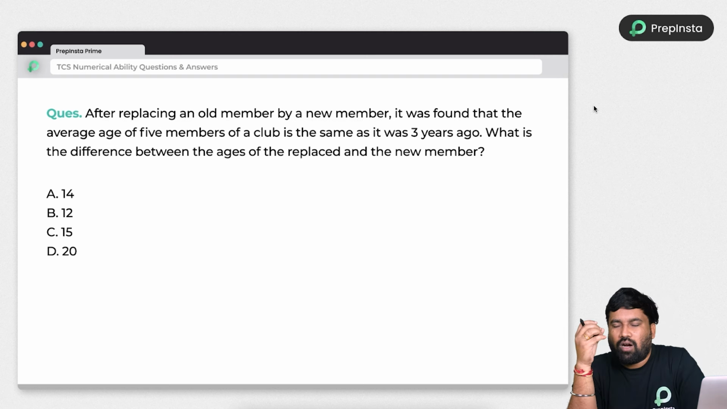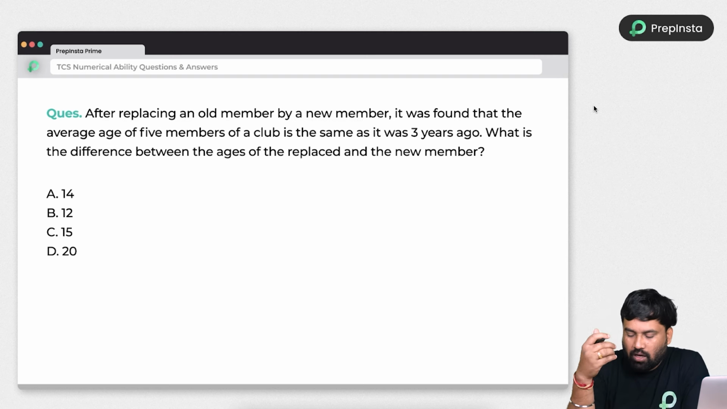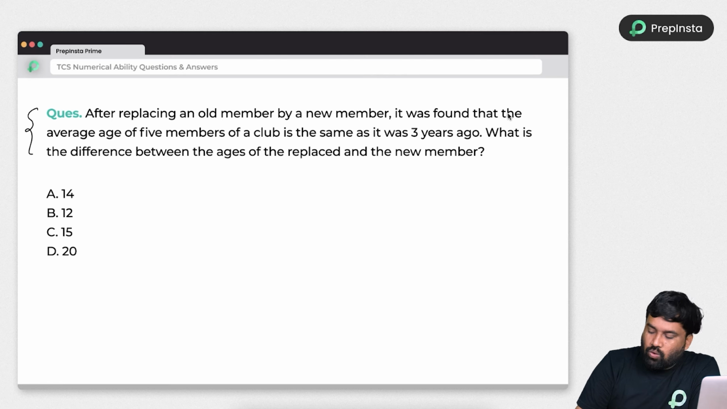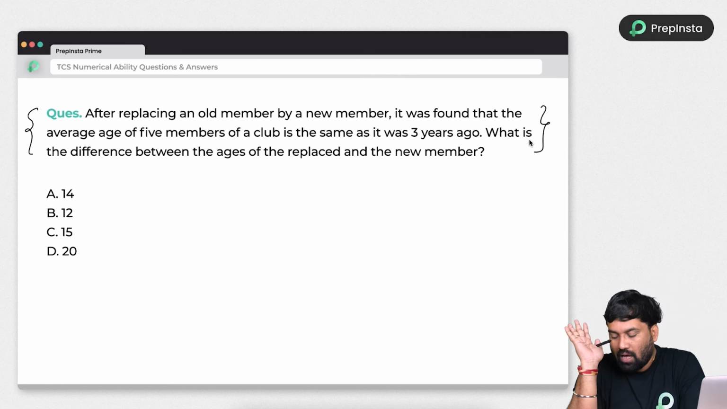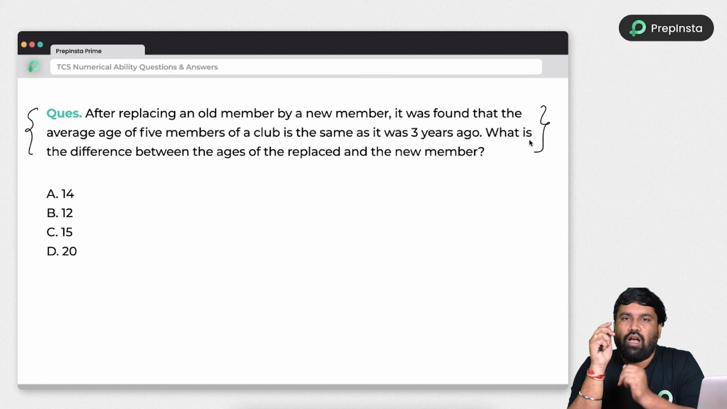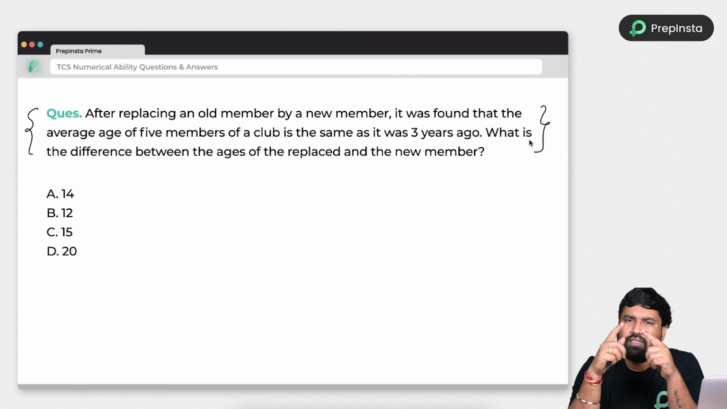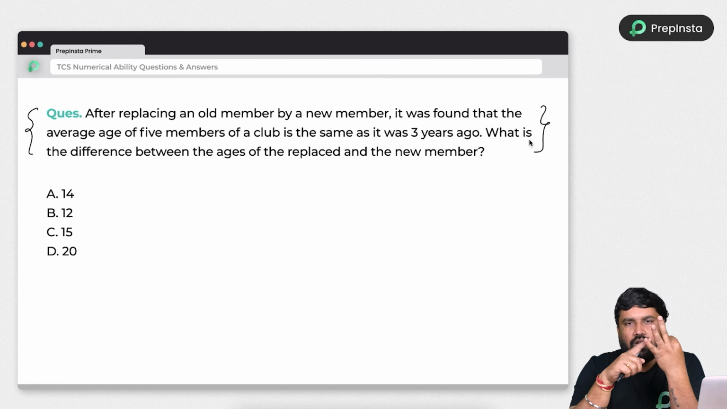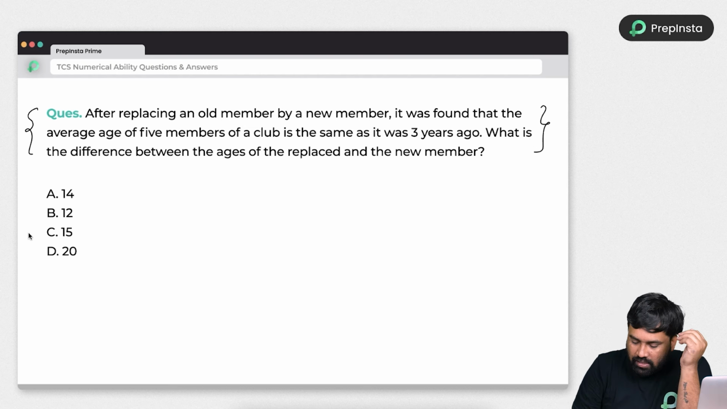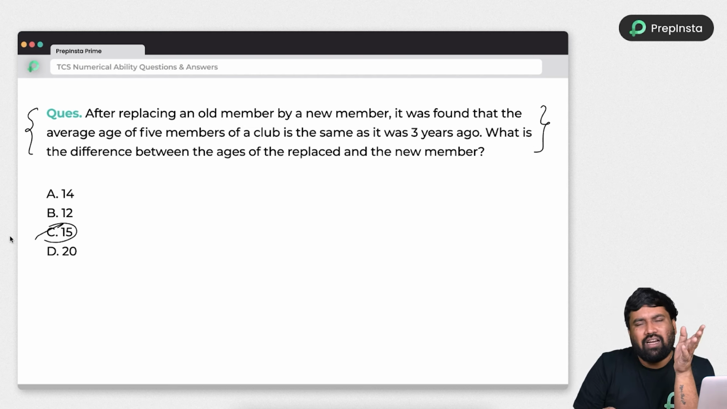But whoever has a smart way to do the problems, who already knows these models, who has practiced earlier, frankly, I'm telling you, without pen and paper, they will read the question: one person just replaced, so 3 years got reduced. So how many members are there in the group? 5. 3 into 5, answer 15. That's it.